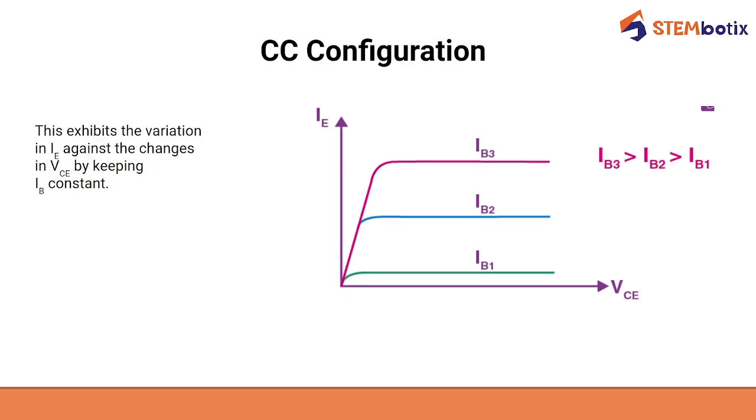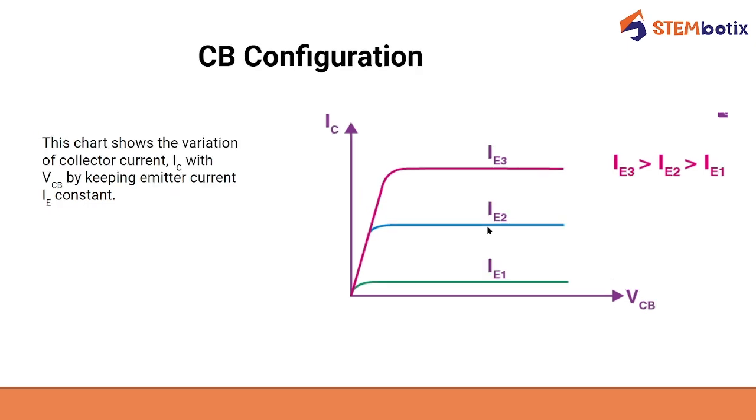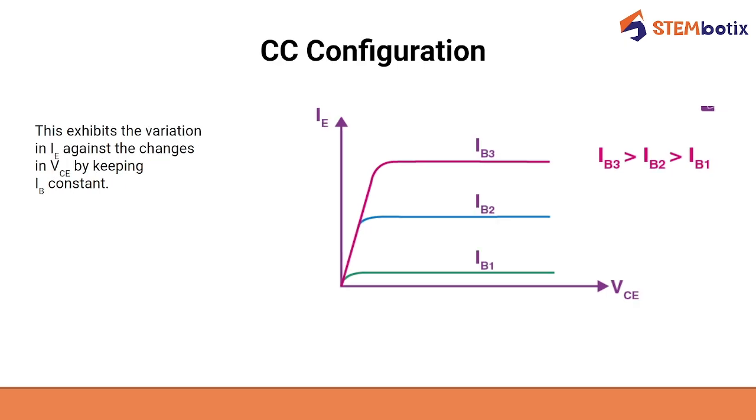This is the representation for the common collector configuration. In this type, we notice the variation in the emitter current by keeping IB constant, meaning we keep the value of the base current constant for this configuration, and we notice the change in emitter current with the voltage at collector and emitter.